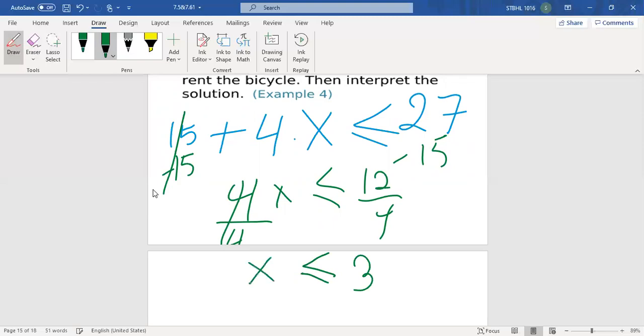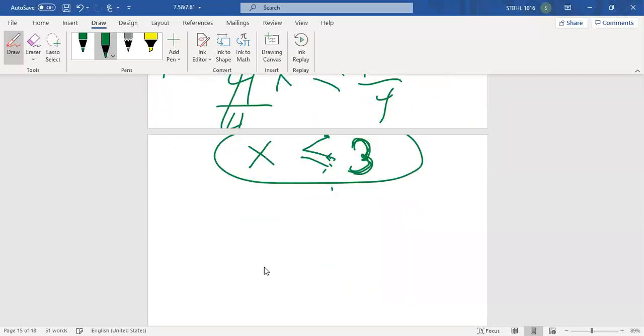So x here, what does it represent? X here represents the hours. So Margie can rent the bicycle for up to 3 hours. Up to 3 hours. Why up to 3 hours? Look at this, 3 hours, or up to, she can rent it up to 3 hours.